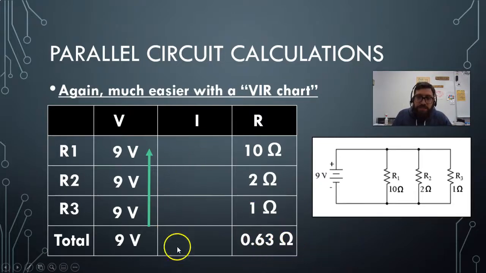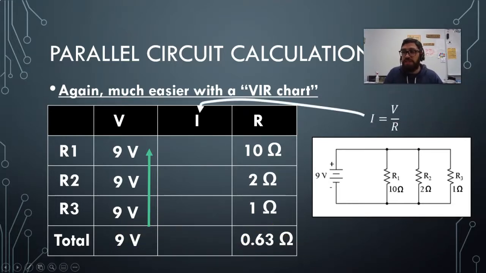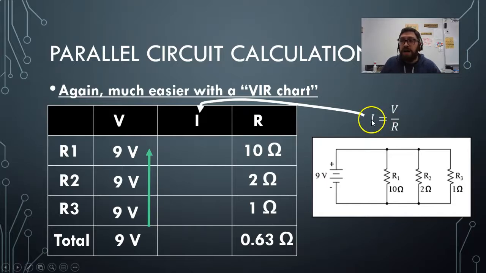The last step is to calculate the current column. You're going to be tempted to put the same number in this column because that's what we did in series. Remember, current splits in parallel. So it's not going to be the same number. We're going to calculate this current down here first by doing voltage divided by resistance. And really, all of them are going to be that way. All of this entire column, I equals V over R is what we're going to do. Voltage divided by resistance across the whole thing.